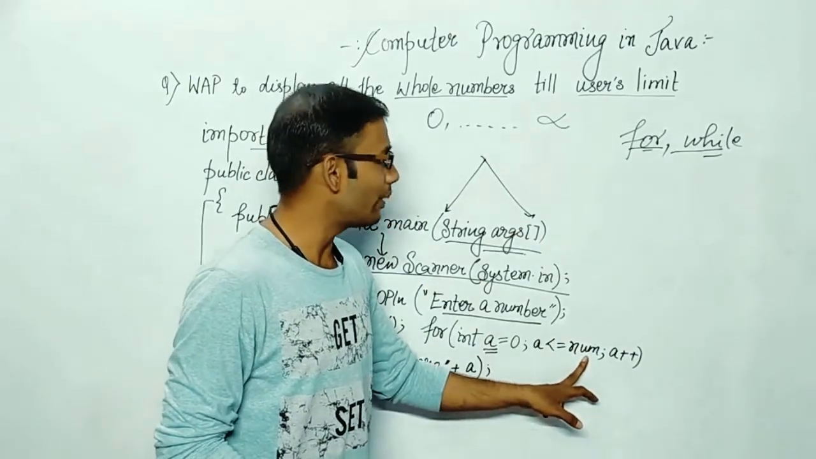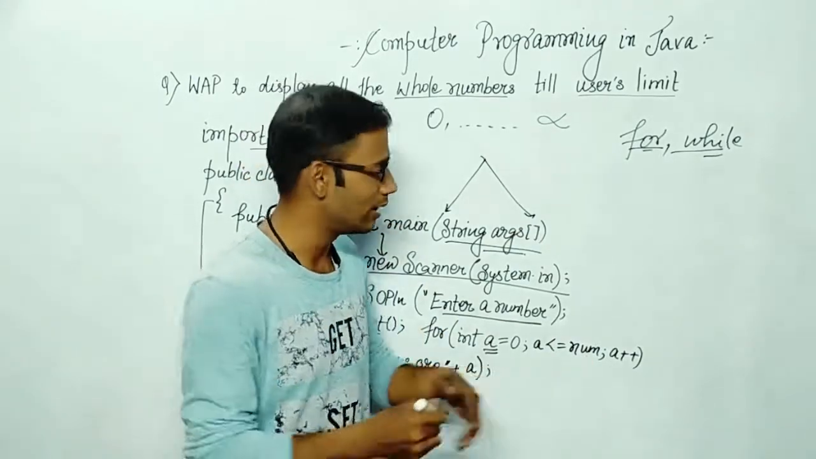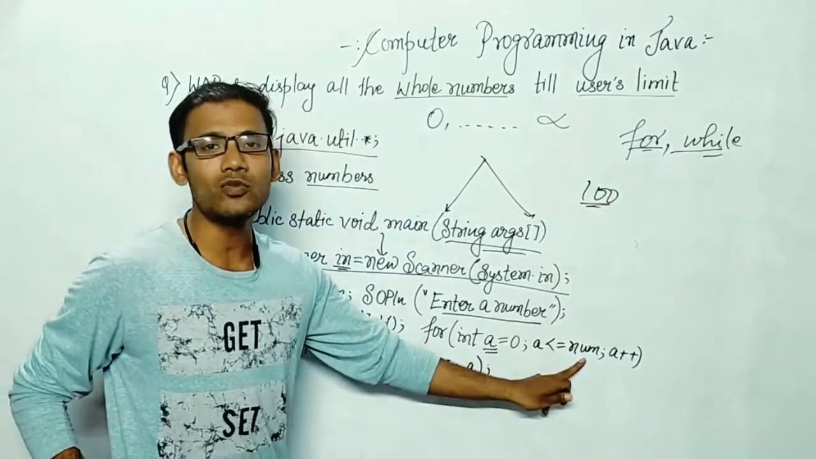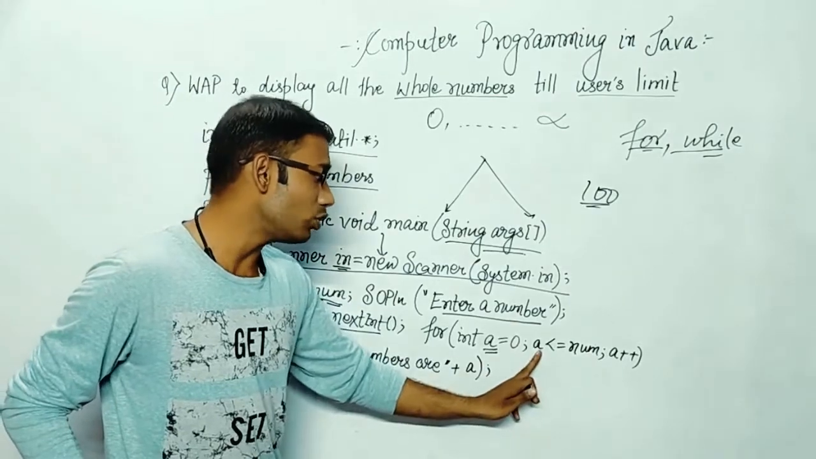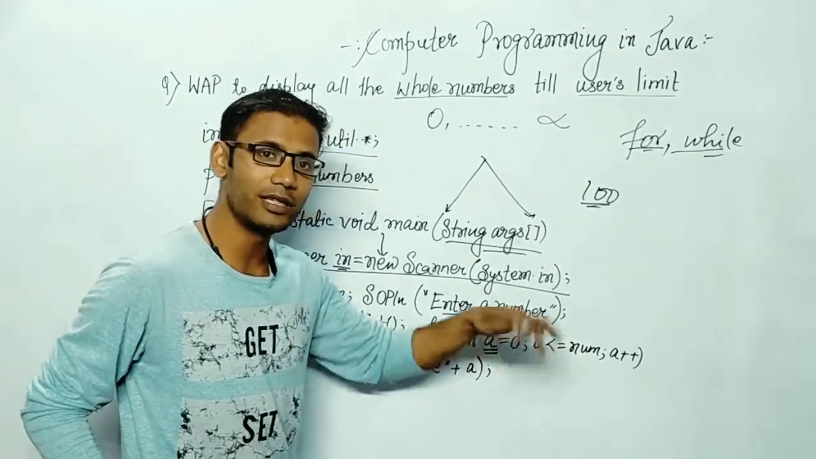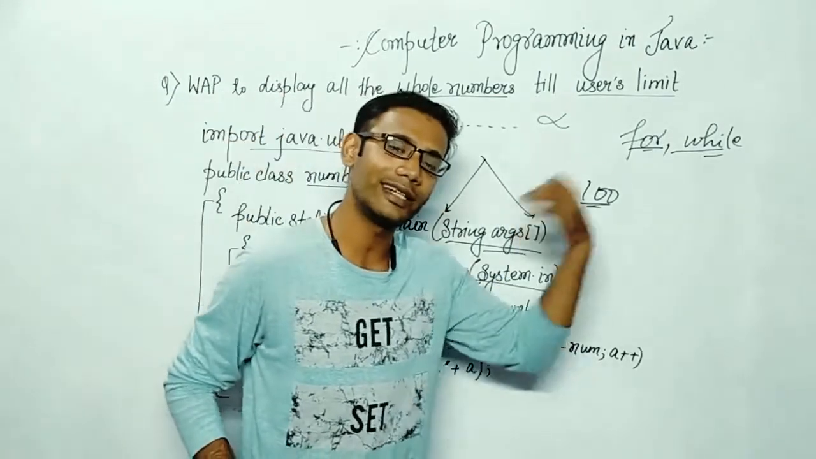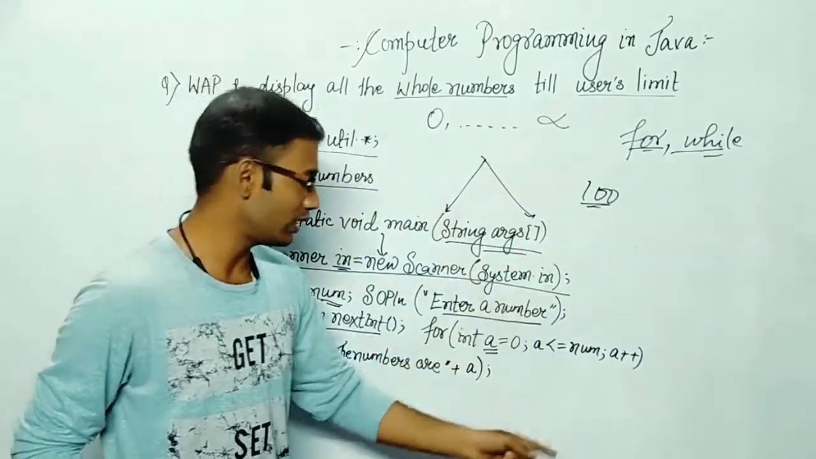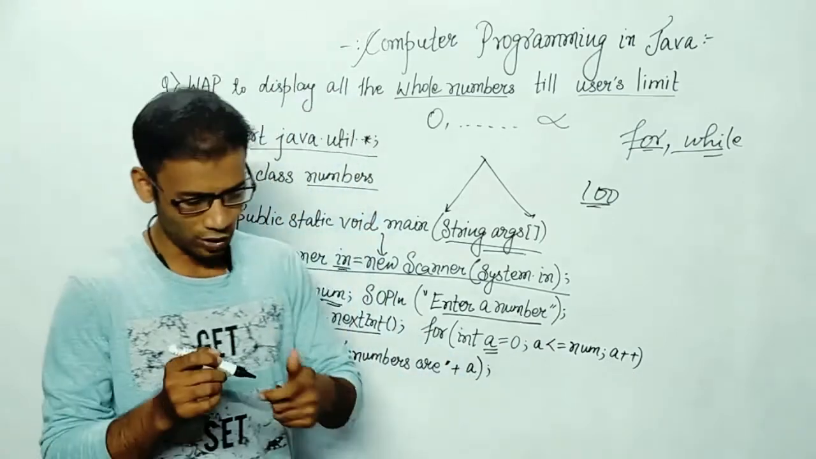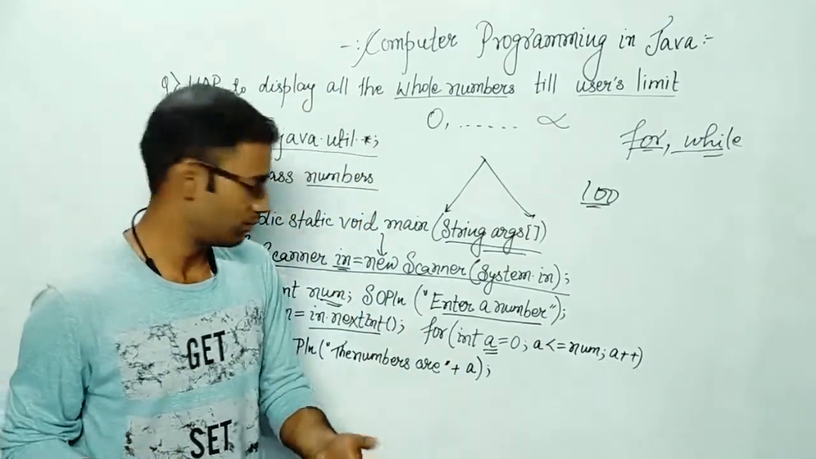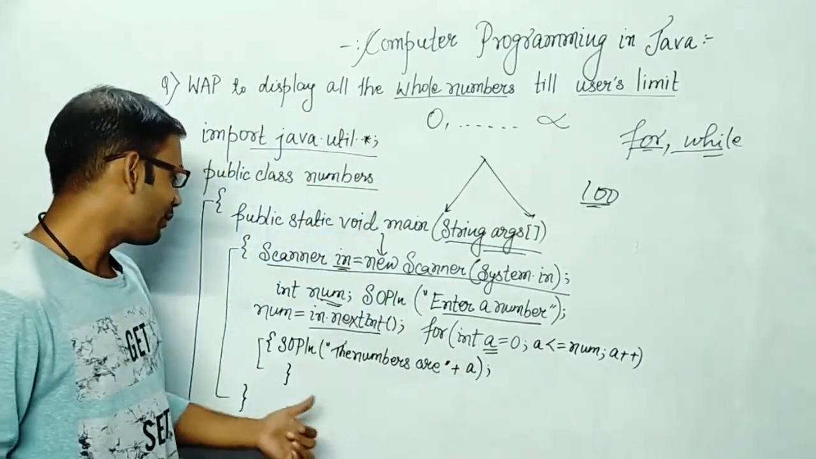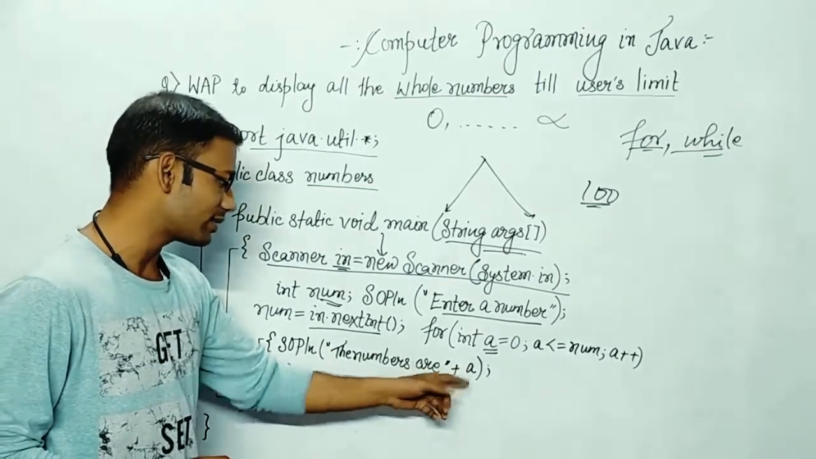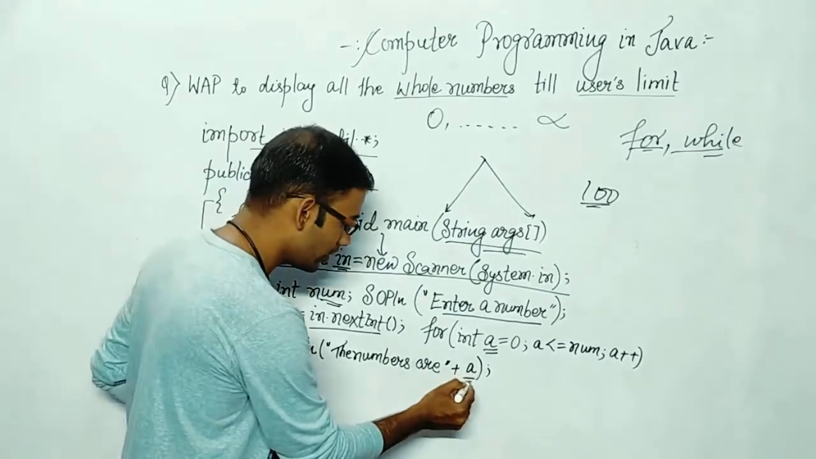The upper limit will be decided by whom? The user. Let's suppose the user gave 100. That means num becomes 100. So 0 till it reaches 100. That means 0, 1, 2, 3, 4, 90, 91, 92, 98, 99 and then 100. a++ means increase the value by 1. Clear? Till that many number of times, System.out.println the numbers are plus a. a will be holding the values.